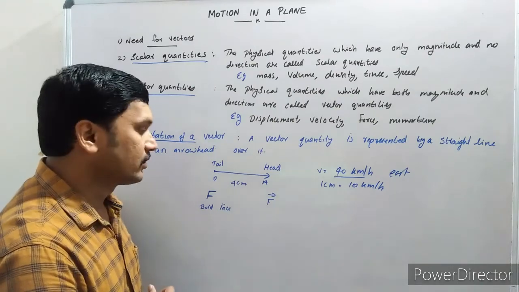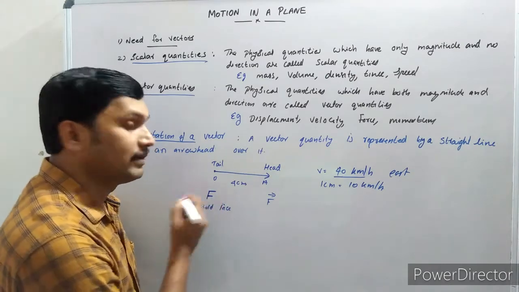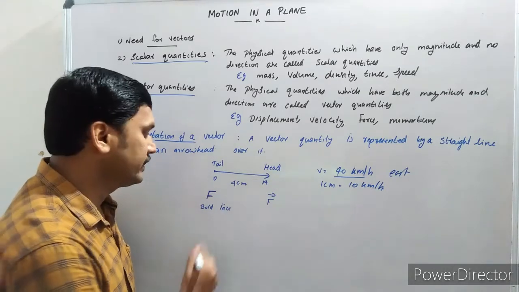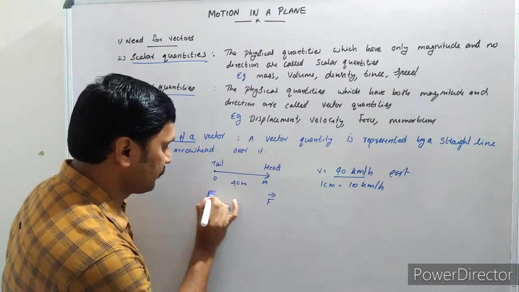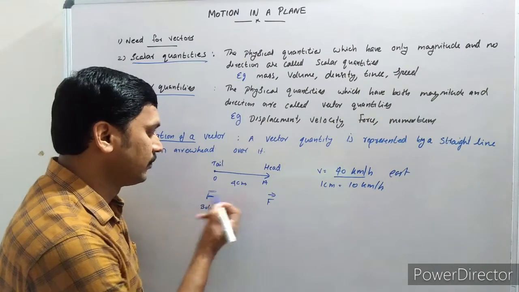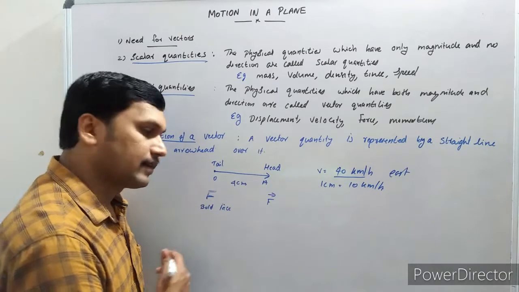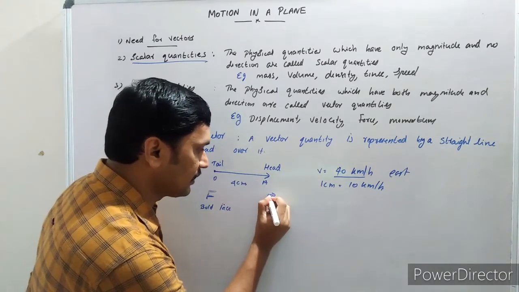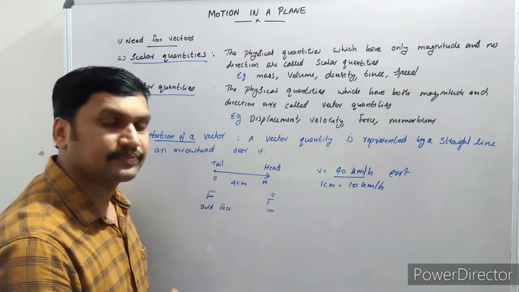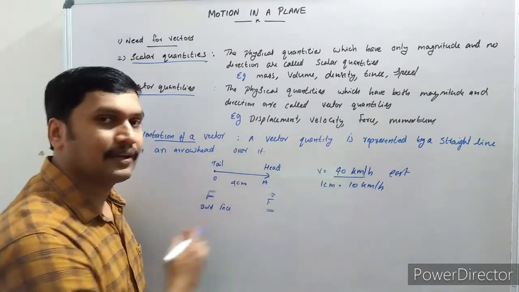Now another simple representation is by using a simple alphabet. Suppose you want to represent the force vector. Force is a vector quantity, so we can write capital F in bold face. If you are writing capital F in bold face, read it as vector F. Another representation is to write F and show an arrow mark just above it. We can use any of these representations to represent a vector quantity.